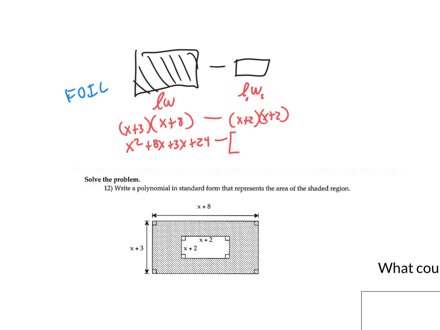Well, x times x is x squared. The outer times outer gives us a 2x. The inner times inner gives us another 2x. The last times last gives us a 4. Now let's go ahead and simplify. We have like terms, like terms. Over here, we have like terms, like terms.